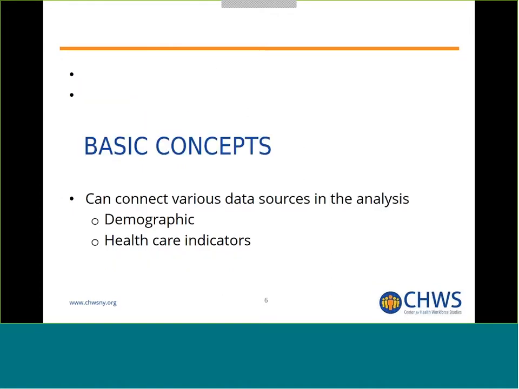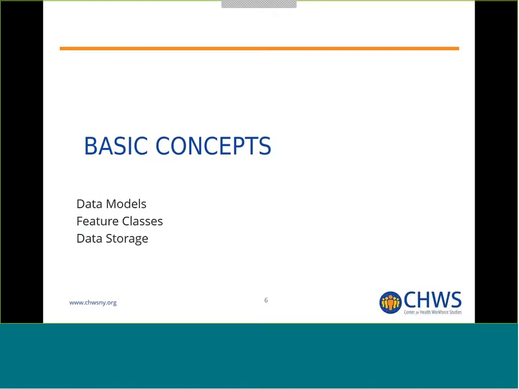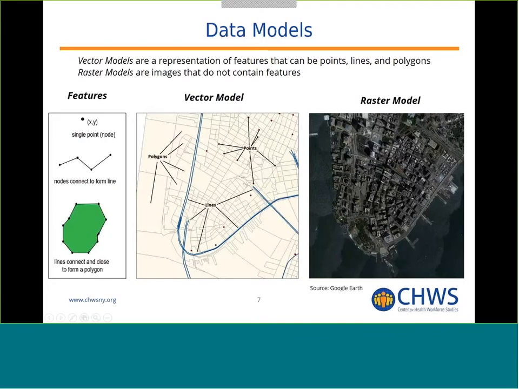Thank you, Robert. So before we start the demonstration, I would like to cover a few basic concepts that are important to understand. First, I would like to talk about data models. In general, we have two types of data models, vector model and raster model. Vector models are representations of features that can be displayed on the map. A feature can be a point, a line, or a polygon. A point can represent a specific location, like a hospital. A line can be a section of a road, and the polygon is basically an area, like a county.